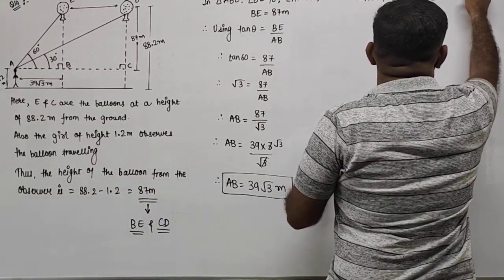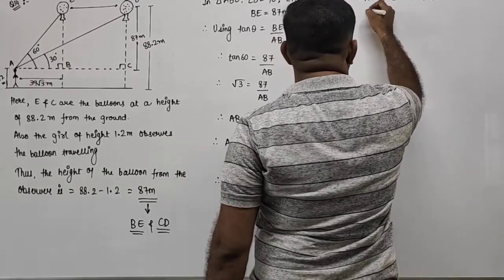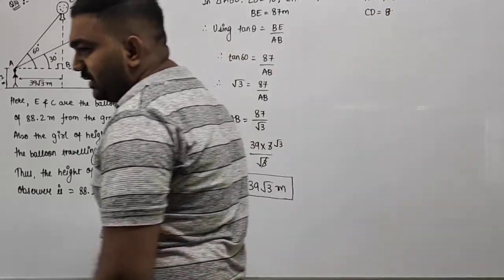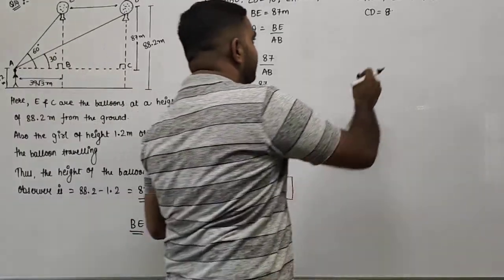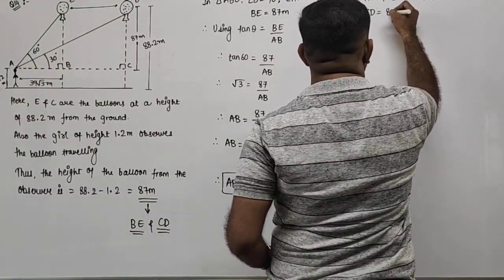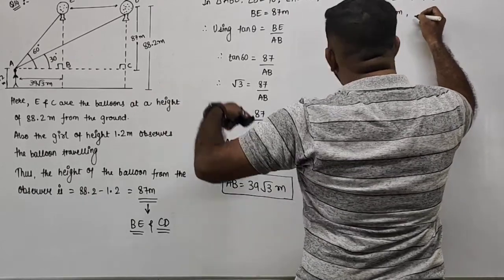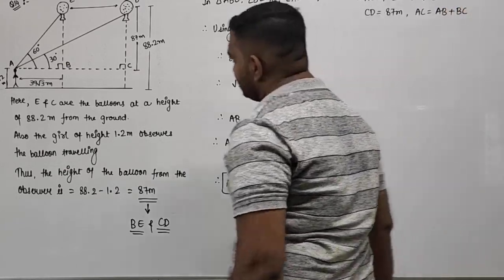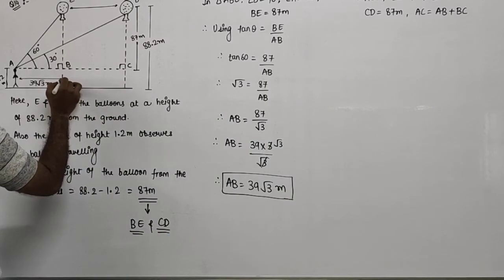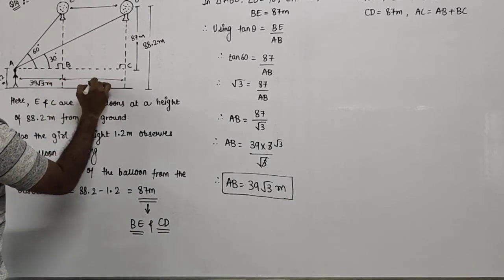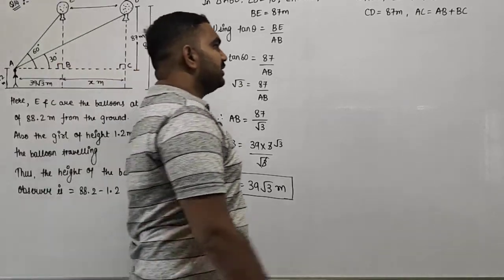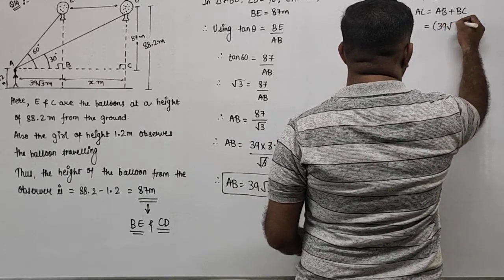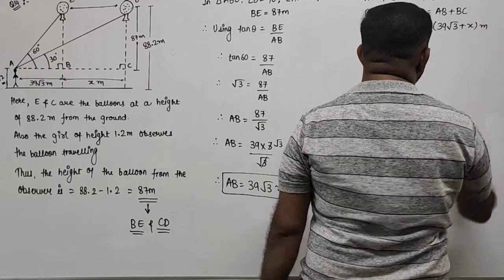Angle A is equal to 30 degrees. CD, we know, is equal to 87 meters. The total distance AC, that is AB plus BC. Let us assume for temporary reasons that the distance BC is x meters. Then AB, what is AB? We got here 39√3. So that is 39√3 plus x meters.